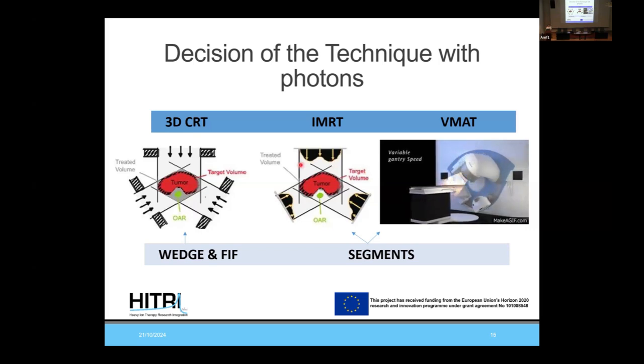From the first image to the second image, you can see the difference that we have a better protection of the ORs. As you see, here is the OR. Here it is protected, but we have a great sparing of the organ at risk. IMRT and VMAT, the difference is that IMRT has some static fields, while in VMAT the gantry is rotating all the time and delivering the beam all the time.